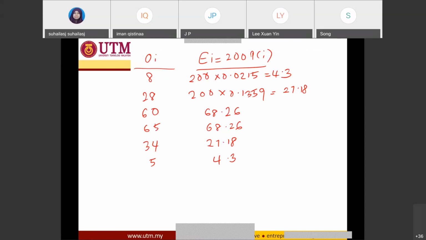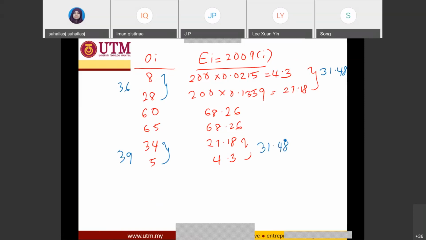So again, what you need to do is combine your expected frequency. I will combine the observed frequency and also the expected frequency. That means this one you will have 36, and this one you will have 39. So 4.3 plus 27.18 should give you 31.48. This one is the same, 31.48.